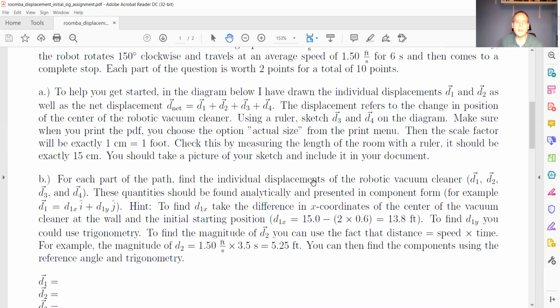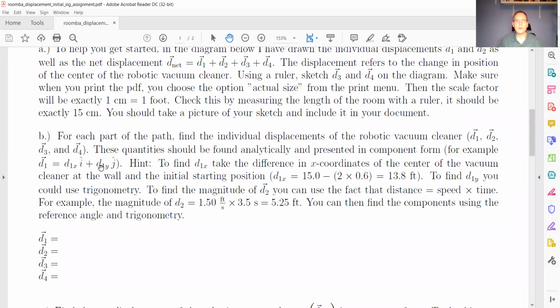Okay, next part. For each part of the path, I want you to find the individual displacements, D1, D2, D3, D4, and I want them in component form, using i hat and j hat. So D1 should equal the x component of D1 i hat plus the y component of D1 j hat.